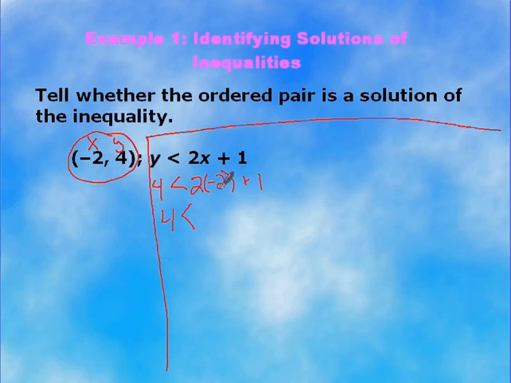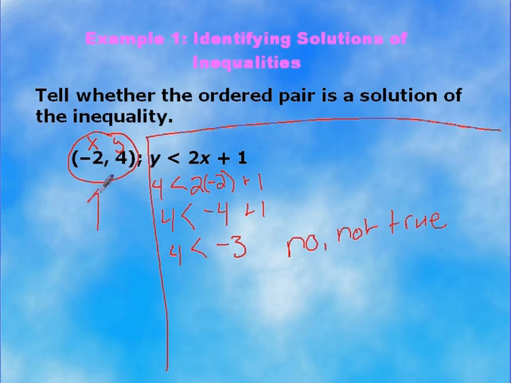So 2 times -2 is -4 plus 1. Remember, we have to do PEMDAS, so you have to do your multiplication first. And then -4 plus 1 is -3. Okay, is 4 smaller than -3? No, 4 is not smaller than -3. It's not less than -3. So no, it's not true, which means that this is not a solution. Okay, pause the video and get all that copied down.